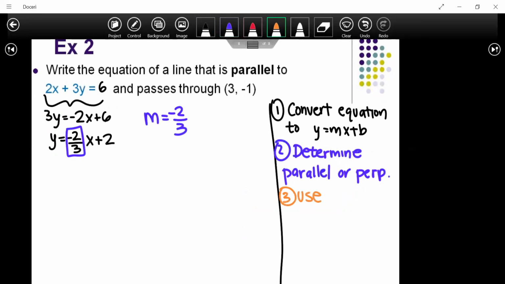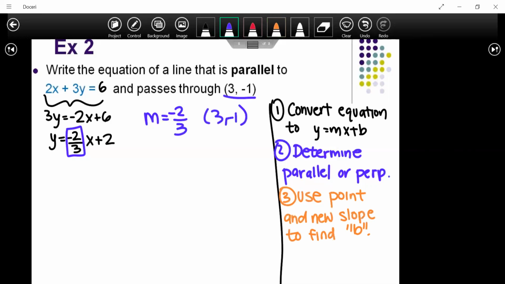The third step is we're going to use the point and the new slope to find b. So we're going to use it to find b. So I'm going to drop down our point here. And this just becomes one of the problems we just did.